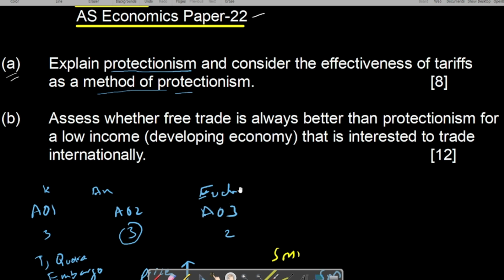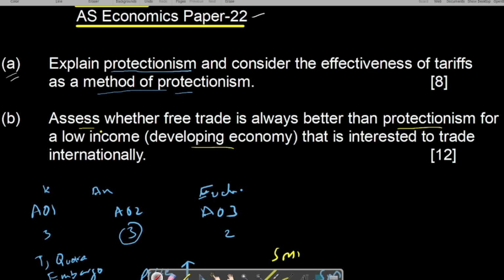Okay, so now moving to part B of this question, assess whether free trade is always better than protectionism for a low income country or developing economy that is interested in trading internationally. So in this question, since you have already explained in the previous question what protectionism is, you can just say that protectionism has been explained in part A of this question.